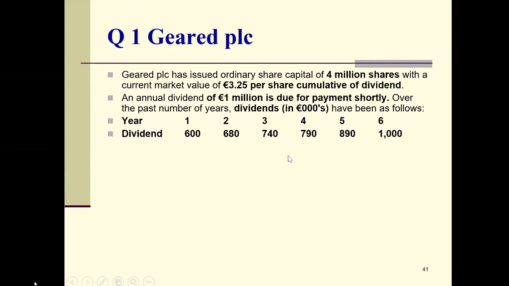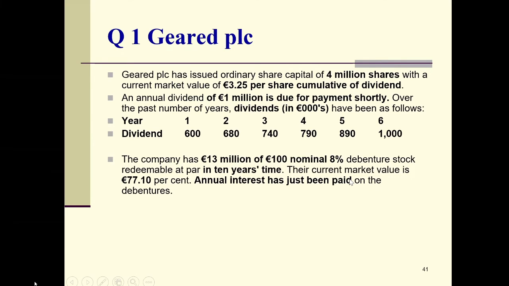And you've got a bit of historical information. So I can see that dividends have not remained static. They've moved from 600,000, 680,000, all the way up to effectively 1 million. So the figure on the right here is the current dividend about to be paid out. That's effectively 1 million, 1,000 thousands. So I'd have to work out the cost of the equity there.